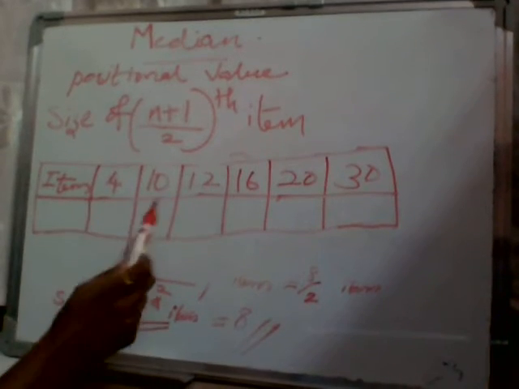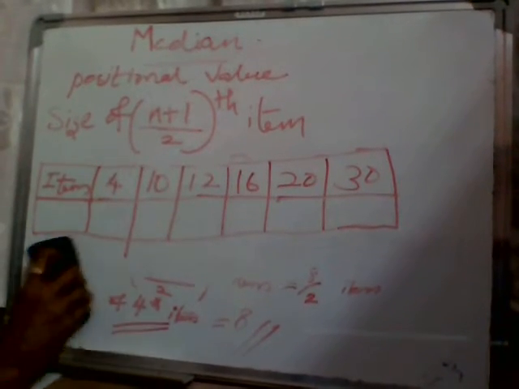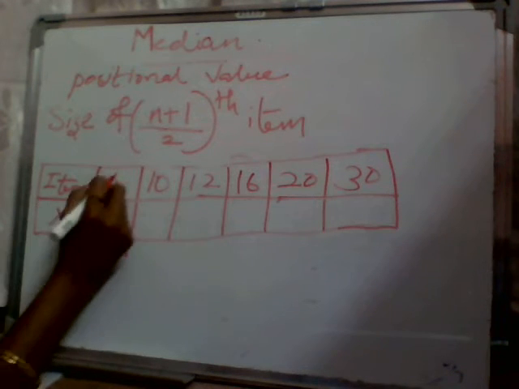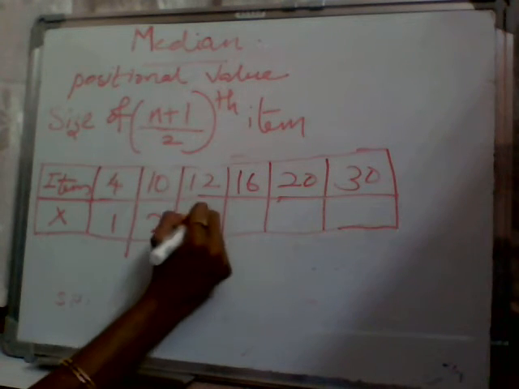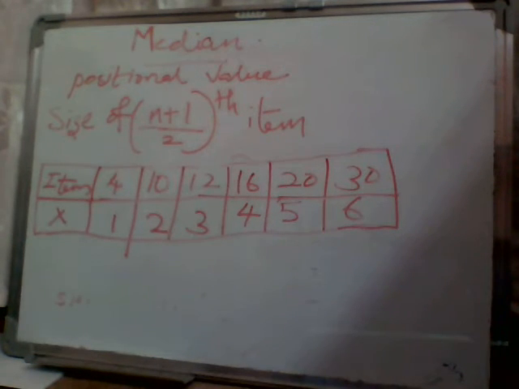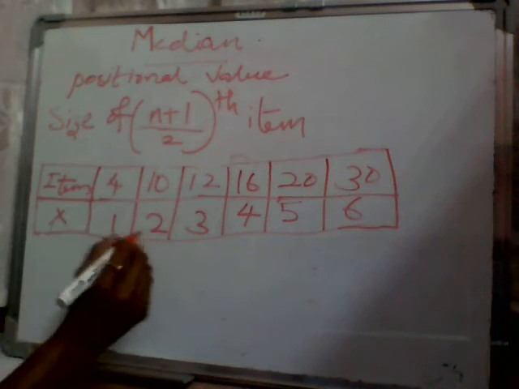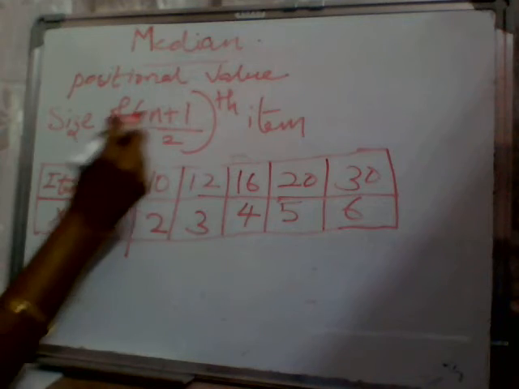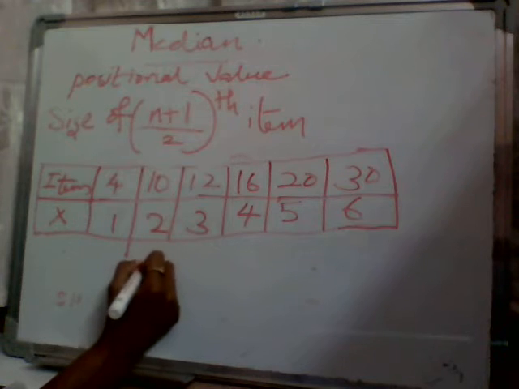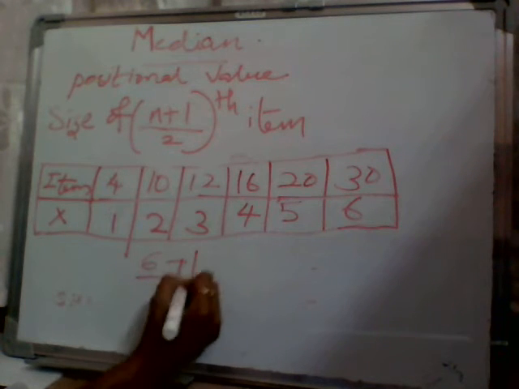Here we need to find out the median. How can we find out the median? First we need to give the position. This is the first, this is the second, this is the third, this is the fourth, this is the fifth, this is the sixth position. Next step is we need to write the equation. What is the equation? (N plus 1) divided by 2 th item. How many observations are there? 6 plus 1 divided by 2 th item.